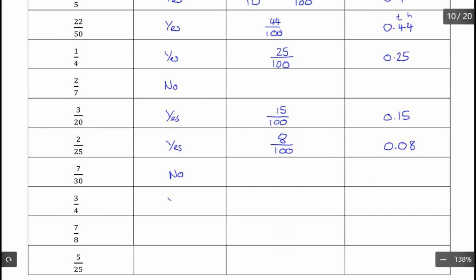3/4. 4 will go into 100. As we said earlier, we multiplied by 25, so 3 lots of 25 are 75, so 0.75. You may have just recognised that one anyway. 8 will not go into 10, and it also won't go into 100, so no. I'll just put a little star with that one because it will go into 1,000.